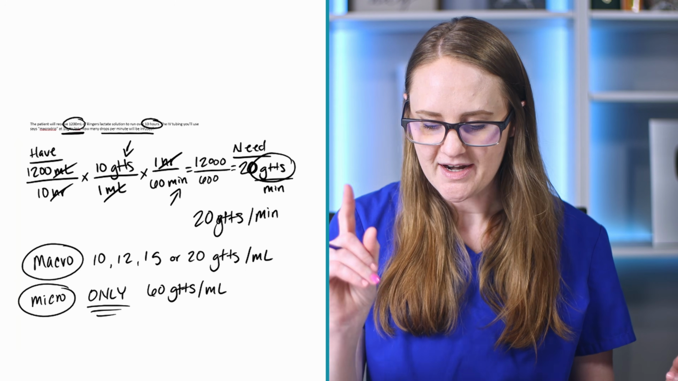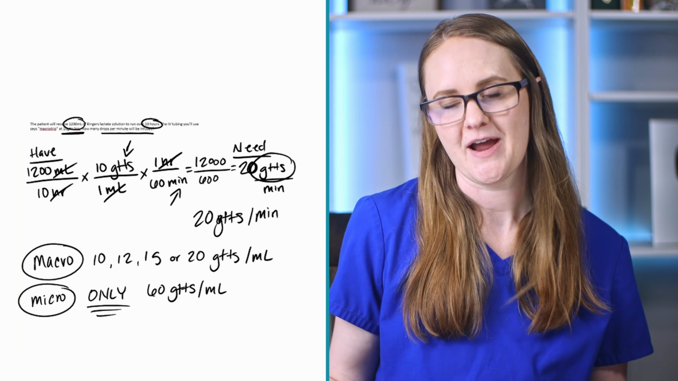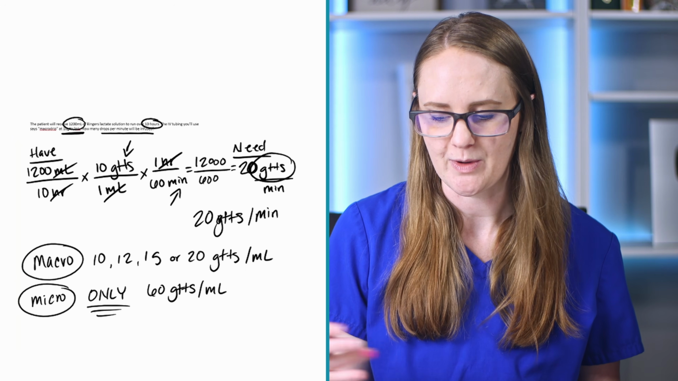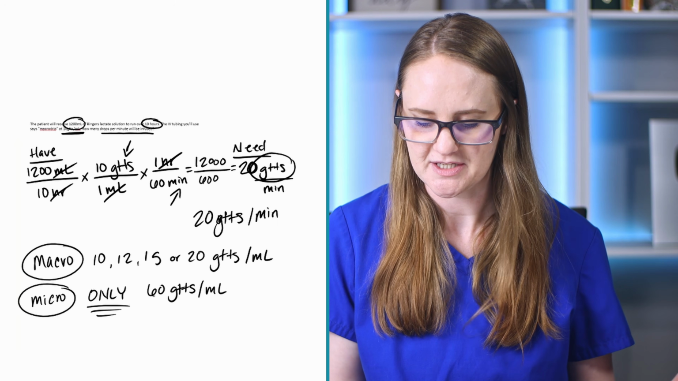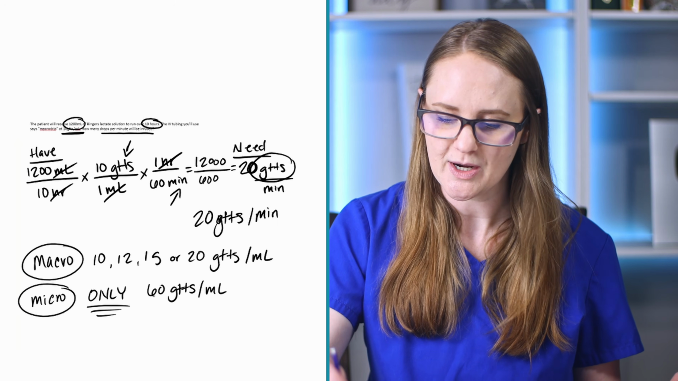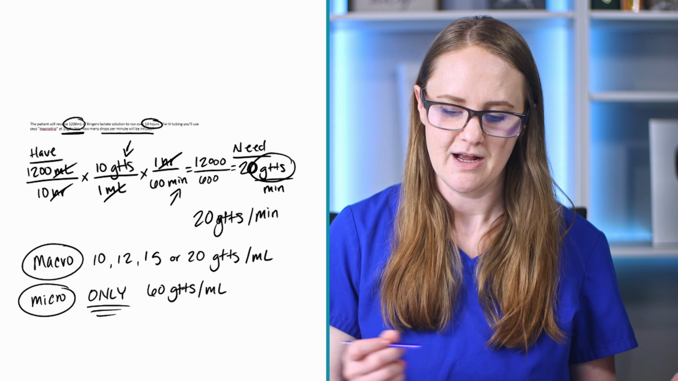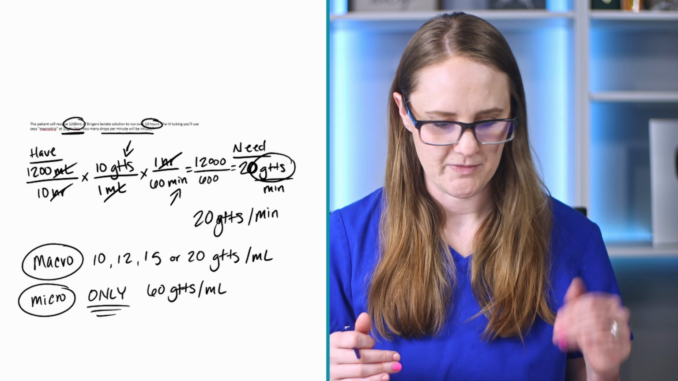And when it is a macro drip tubing, just like this question says, they will specify. They will give you the number. They have to, because there's multiple options. But for a micro drip, it's only 60. Okay, so if this question said micro drip tubing, then we would have put in the 60 drops per mil. So I hope that makes sense.